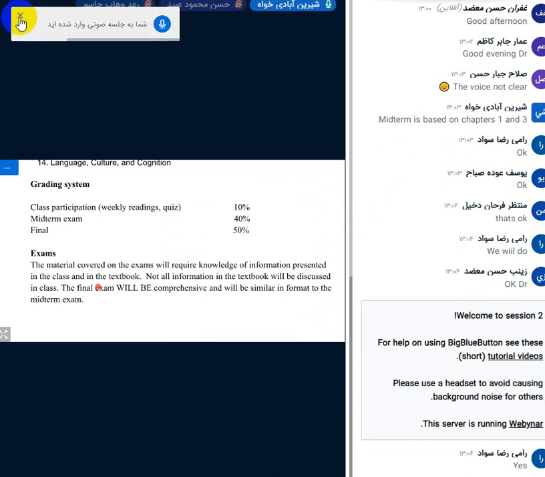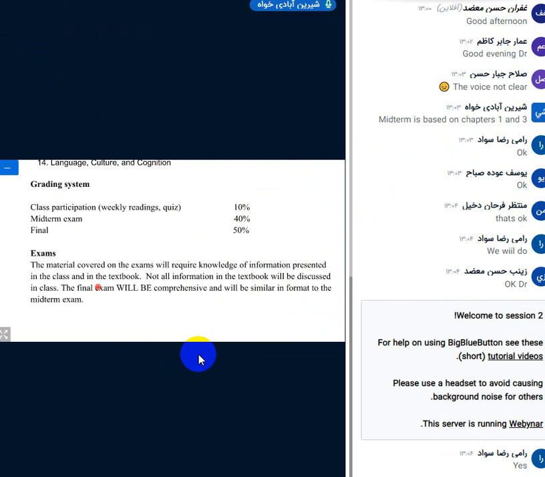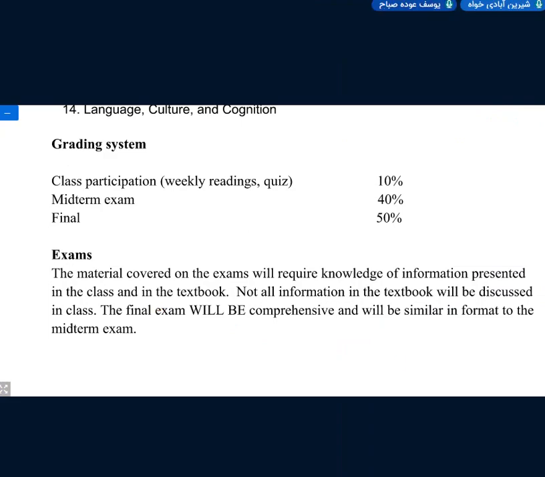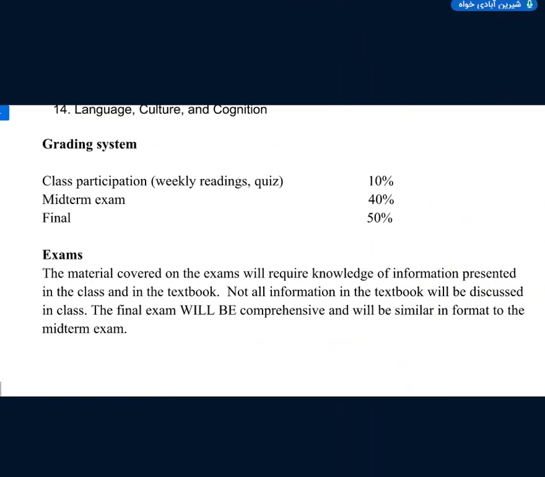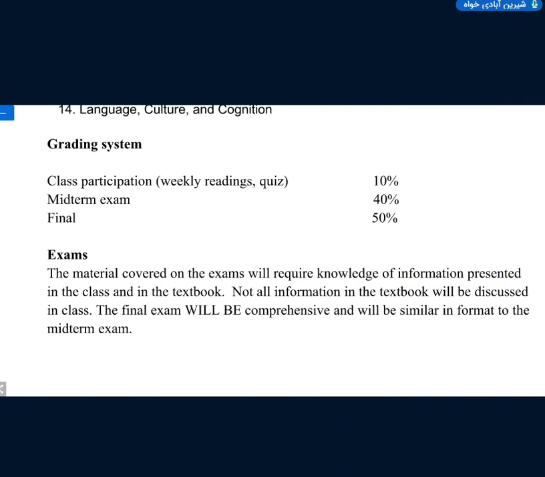Okay, this is the end of my explanation on the syllabus. If you have any question about the syllabus, I can explain it and clarify more. If not, we can start with the first chapter today. No, it's clear, Doctor. Thank you. Okay, so let's start with the first section. The first chapter is about introduction to psycholinguistics.